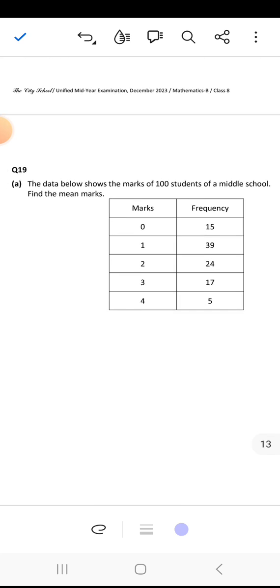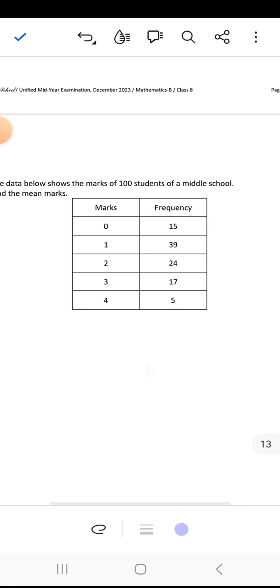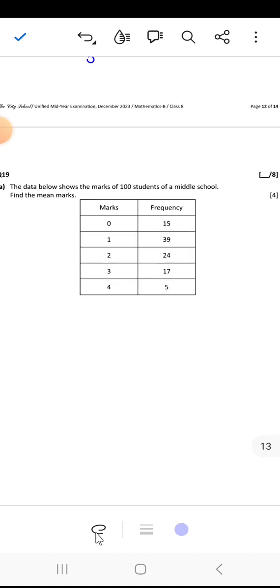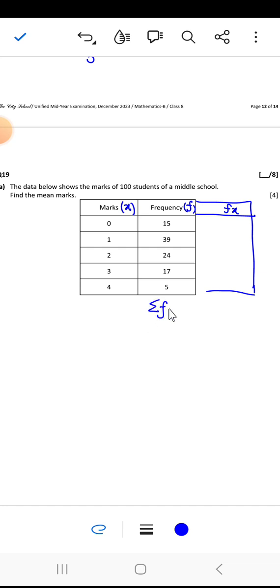So question number 19. A histogram is there. You need to find out the mean marks of 100 students. For this kind of question, I will recommend that you extend this table. Because this is x and x is one value, there is no need to find midpoint. So here you will just make another column of fx. So you know sigma f is 100. It is already given to you in the question.